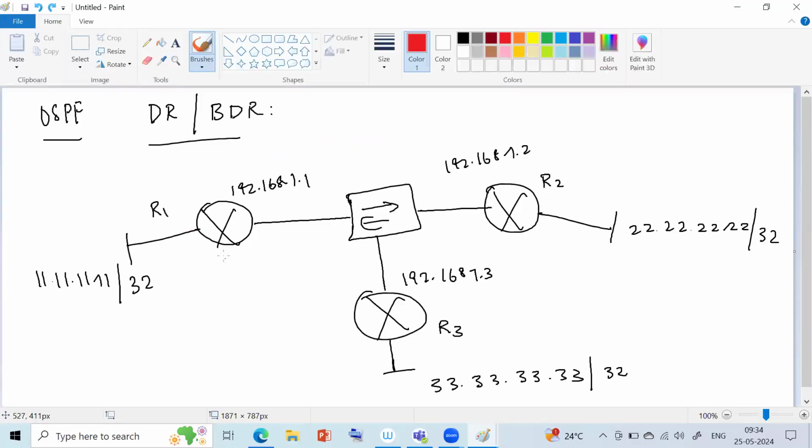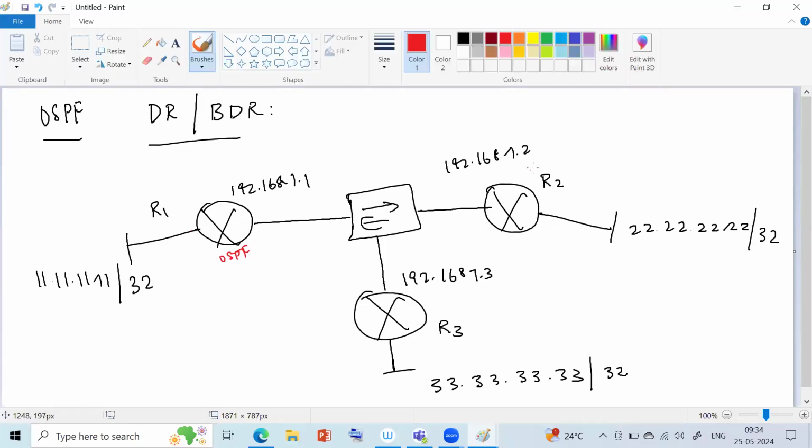Right? I enabled OSPF on this router. Now it's enabled. But to form neighborship, the command only on one router is not sufficient. The command should be on both the routers. Right?